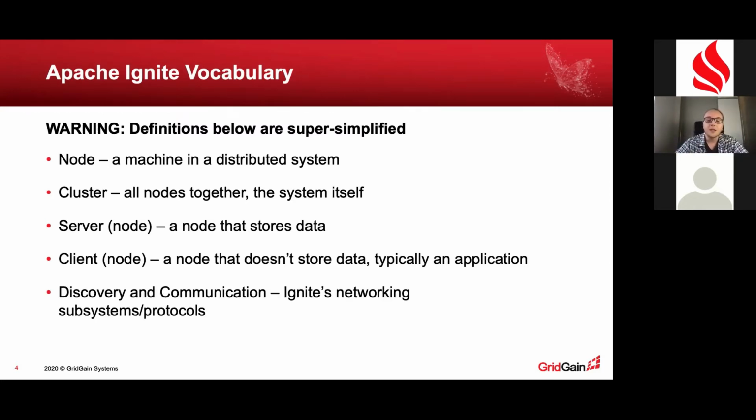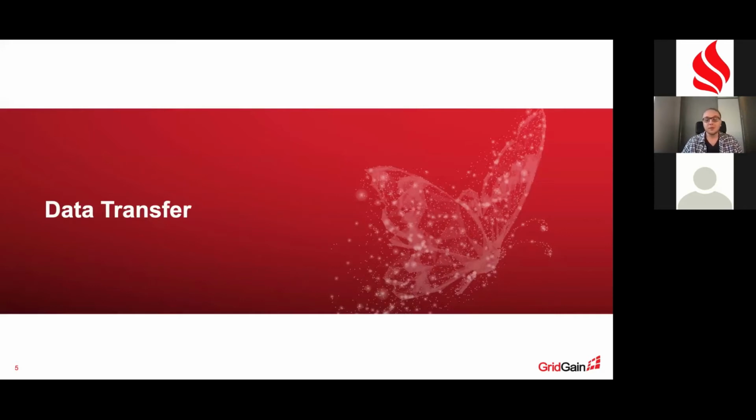Finally, discovery and communication. While these are very widely used terms in information technology today, when I say discovery and communication, I will be referring specifically to Ignite's components with these names. These are the two networking components which we are going to talk about. Then let's start talking about the networking functions in a distributed system.